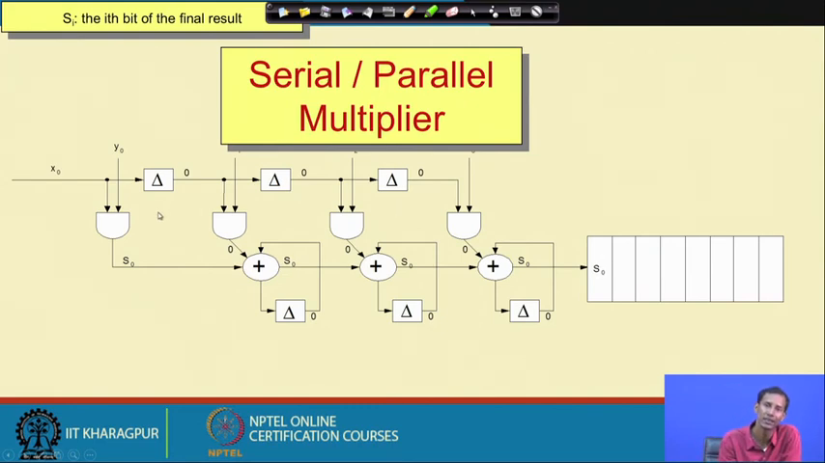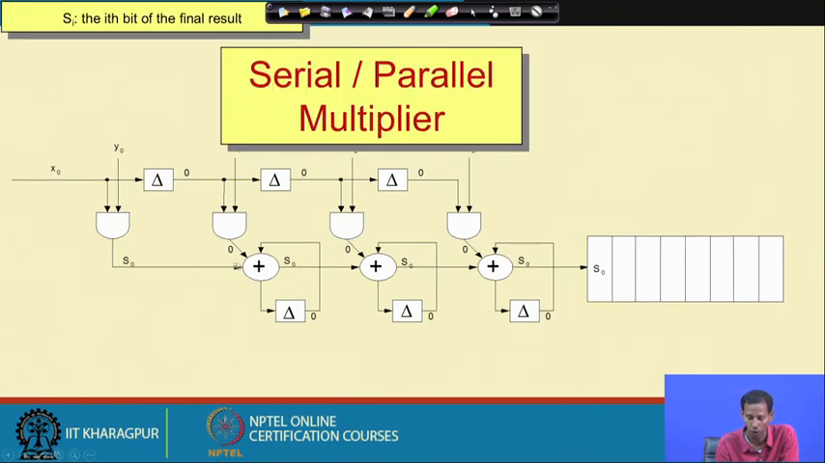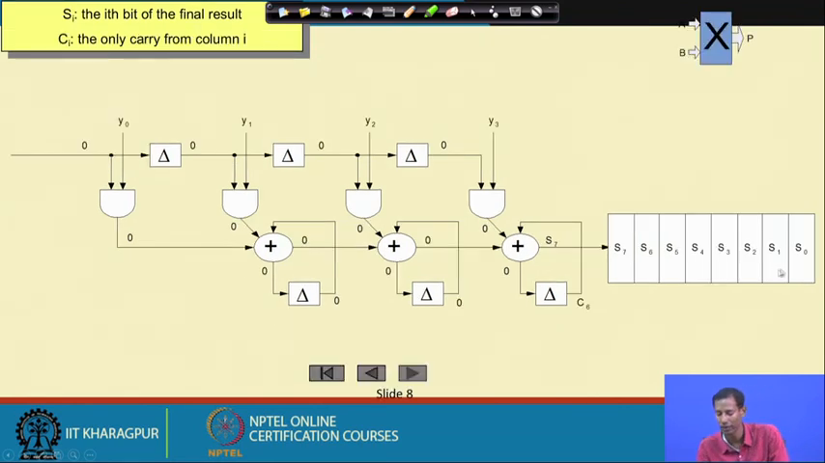Then in the next clock cycle, this x0 will now come over here, x1 will be here and x2 will be here. So, that means x2y0, then x1y1 and x0y2. Okay. So, all together they will be added, okay, and then that will come as S2 over here. So, in this manner, now S0 will be shifted, S2 will come over here.